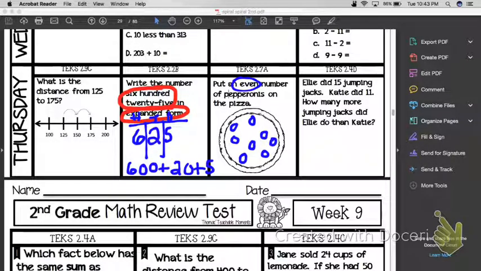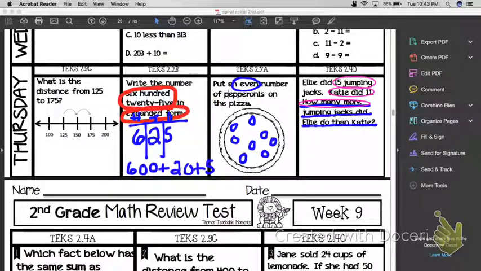All right. Ellie did 15 jumping jacks. Katie did 11. How many more jumping jacks did Ellie do than Katie? When you see the words how many more, boys and girls, you are comparing who did the most, who did the least, or who's the tallest and who's the shortest. You're comparing them. So Ellie did 15 jumping jacks and Katie did 11.